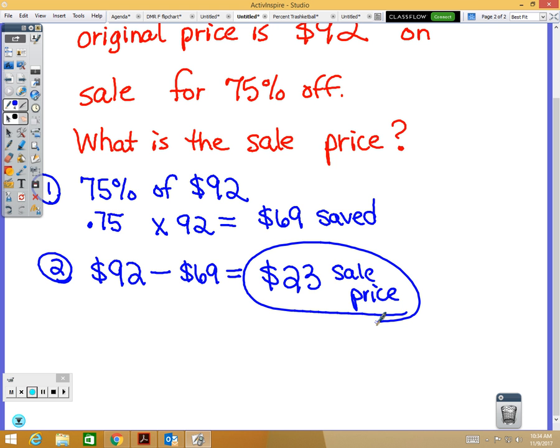So once again, we found 75% of the original price, which was $69. That is how much we're saving. That's how much they're taking off. So we're taking the original price minus $69 and getting $23. Okay?